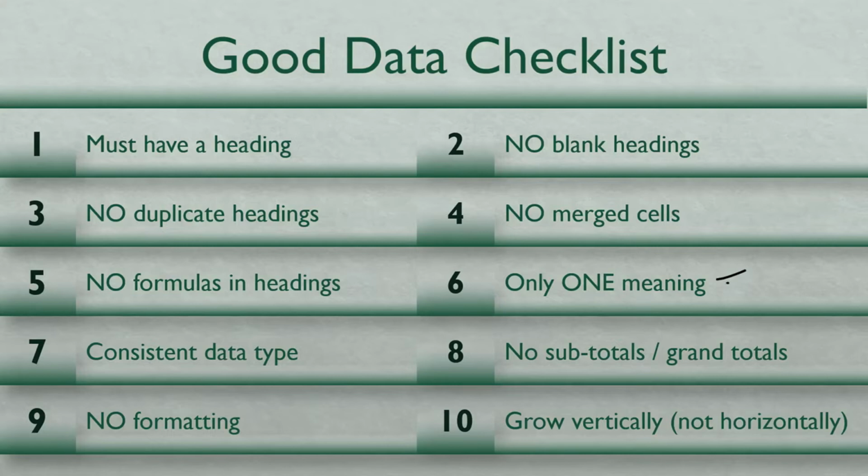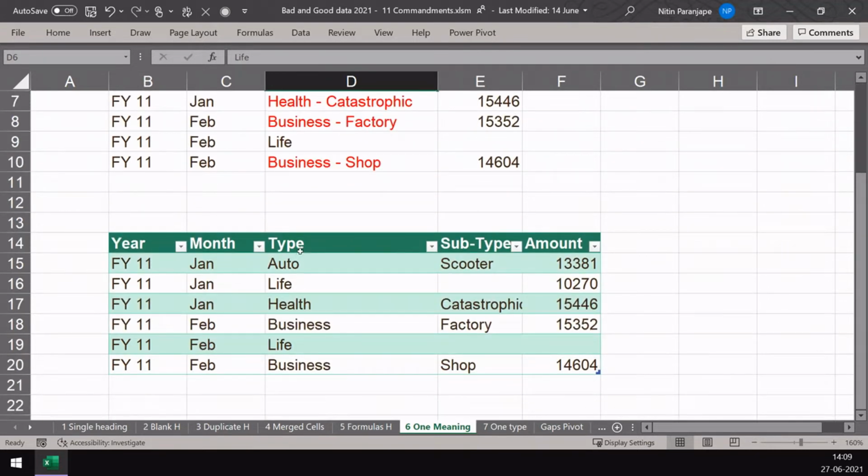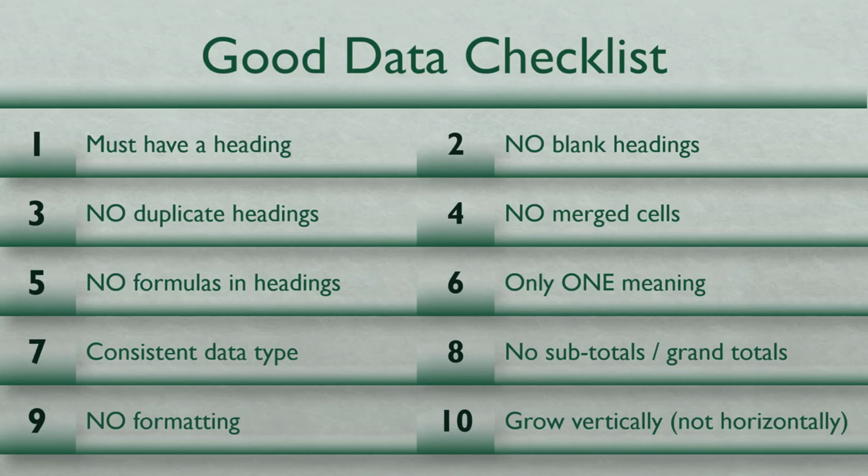Fine. This is another common problem. One column should have one meaning. Makes sense, but very often we have multiple mixed meanings. Now, if I want total for one sector, for example, business, it's going to be difficult. So the correct way is one column, one meaning, second column, second meaning, and then we can do any kind of analysis in a flexible manner.